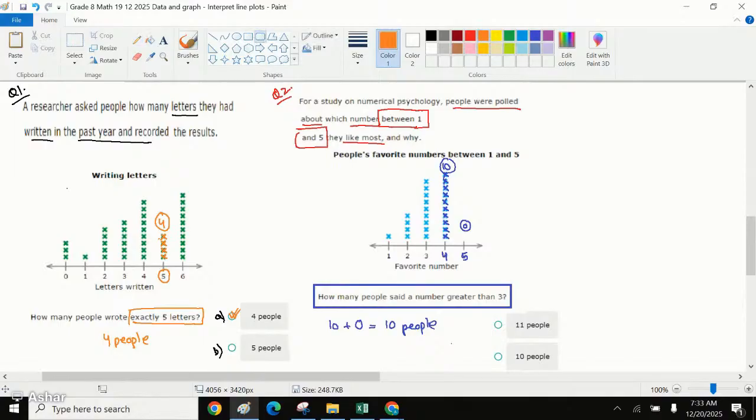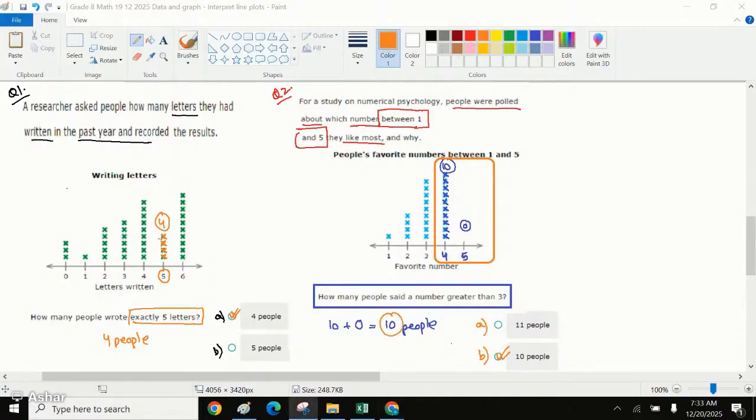So selecting a number greater than 3 means we are selecting everything on the right side of 3. Greater than 3. So what should be our answer? Which option? Option A or option B? Since it's 10 people over here, that means option B is the correct answer. And we will click on the correct answer, right? And it will show us whether our answer is correct or incorrect, okay?